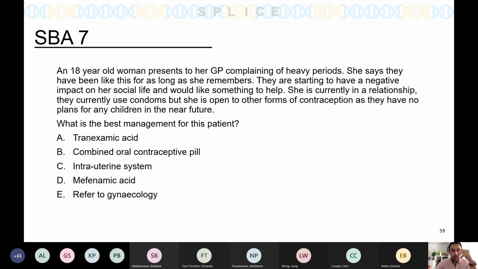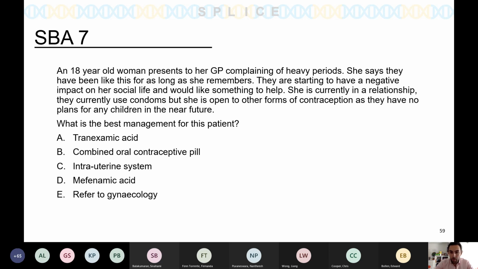Yeah, so basically this patient has menorrhagia, as there's heavy blood loss and it's affecting her quality of life. And given that it's been like that for as long as she remembers, it's probably not due to any underlying pathology. The most important thing about the management here is whether or not they're trying to conceive. So, given that this patient has said she's got no plans for children in the future, the IUS is the first line management.